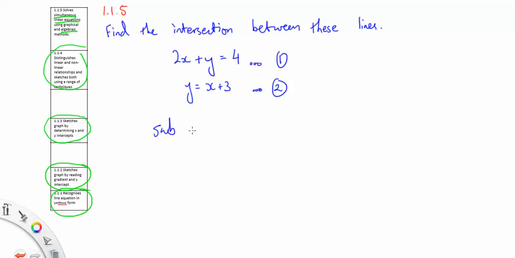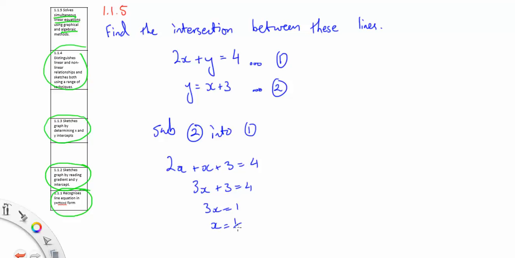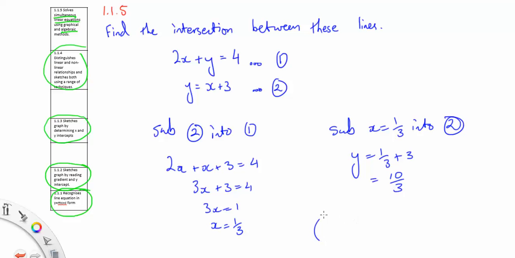Well, we sub equation 2 into equation 1. So then you get 2x plus x plus 3 equals 4. 2x plus x is 3x, plus 3 equals 4, 3x equals 1, which means x equals a third. Then we sub x equals a third into the equation of your choice. Let's do number 2. And then y equals a third plus 3, which equals 10 on 3. Now that right there is the point where these two lines overlap, where they intersect.